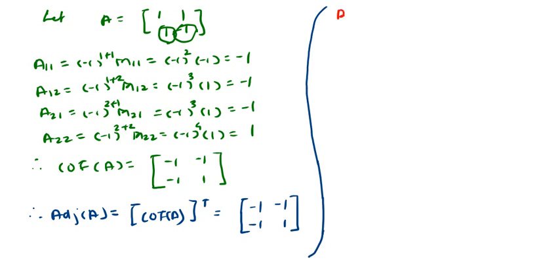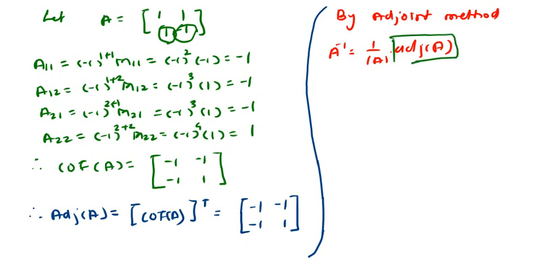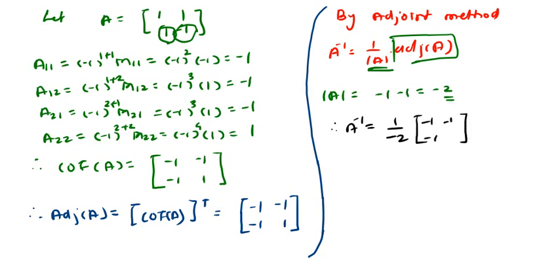Now by the adjoint method, we know the inverse of the matrix is 1 upon determinant of A into adjoint of A. In this case we have got this value, so let's find out the determinant of A. The determinant of A is -1 -1, that is -2. Therefore we get this inverse as 1 upon -2 into the adjoint of A, which is -1, -1, -1 and 1. So finally we got this value for A inverse.